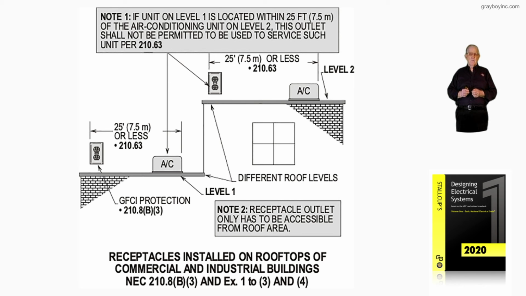So Figure 10-43 shows our receptacles installed on rooftops of commercial and industrial buildings in accordance with 210.8(B)(3), exceptions 1, 2, 3, and 4. That's what our illustration 10-43 is illustrating, the location of these receptacles, and naturally 210.8(B), as in Boy, (3) says they have to be GFCI protected even in these commercial and industrial locations.